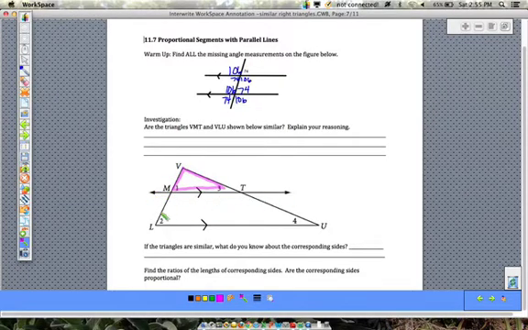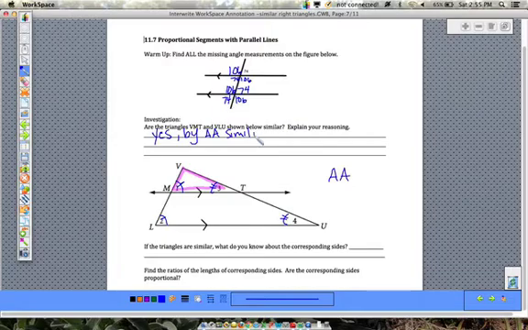But if we have parallel lines, we can see, well, angle 1 and angle 2 are corresponding, so those are congruent. And angle 3 and angle 4 are congruent. And we learned that one of the rules for saying triangles are similar is by angle-angle similarity. So we can say, yes, they are similar by angle-angle similarity.